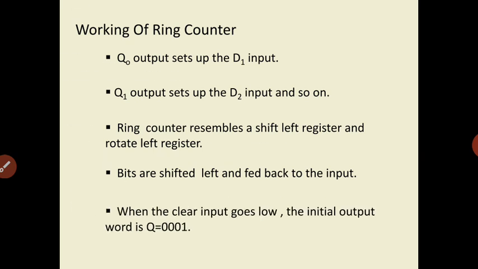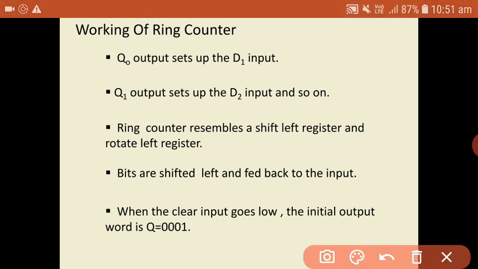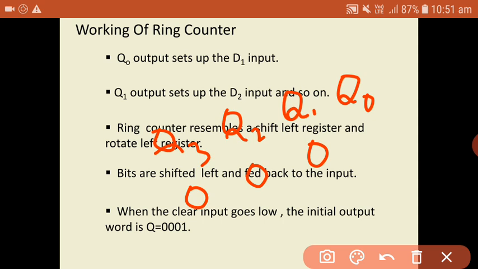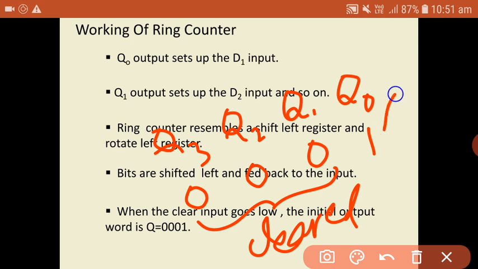So when the clear input goes low, the initial output word is Q equal to 0001. So initially the outputs Q3, Q2, Q1 and Q0 will be 0, 0, 0, 1, because these three outputs are cleared, and the output of the first flip flop will be preset. Preset means making the output of the flip flop 1 irrespective of the inputs and clock pulse applied, and clear means making the output of the flip flop equal to 0 irrespective of the inputs available and clock input applied.